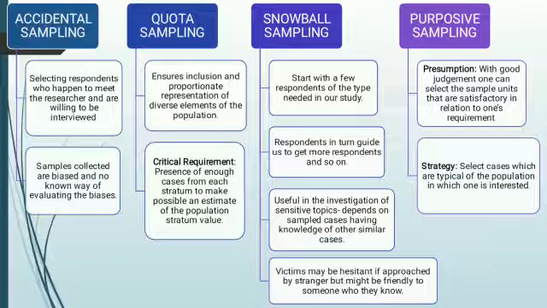The samples so collected are biased, and there is no known way of evaluating the biases introduced in such samples. And the next one, we have quota sampling. Quota sampling ensures inclusion of diverse elements of the population in the sample. The critical requirement in quota sampling is not that the various population strata be sampled in their correct proportion, but rather that there should be enough cases from each stratum to make possible an estimate of the population stratum value.